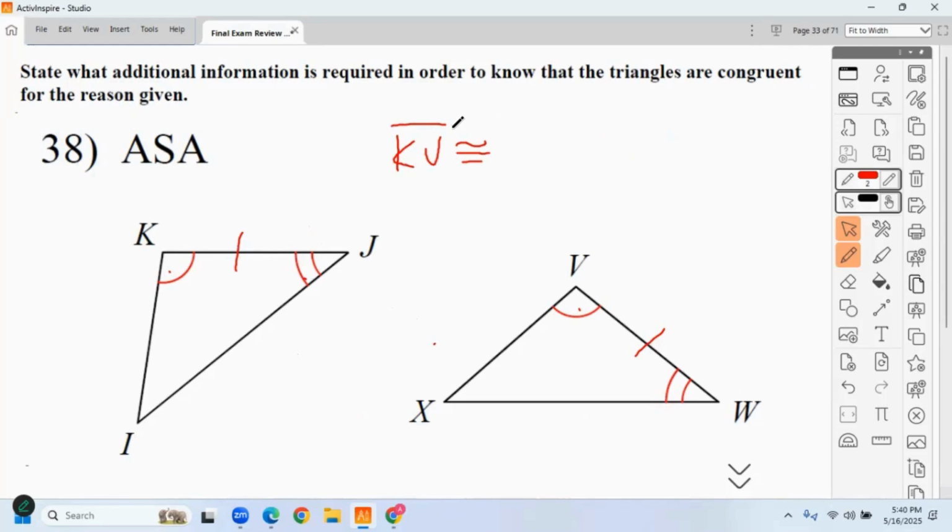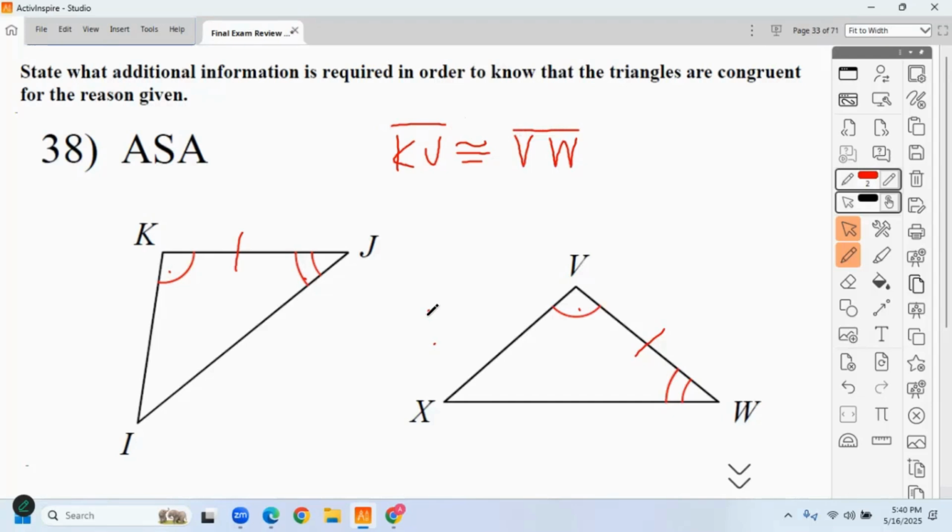Okay, notice I'm putting the line on top. That means the segment itself. If you don't put the line on top, that means it's just a measure of that segment, not the segment itself. So we got KJ, and it's going to be congruent to VW. All right.